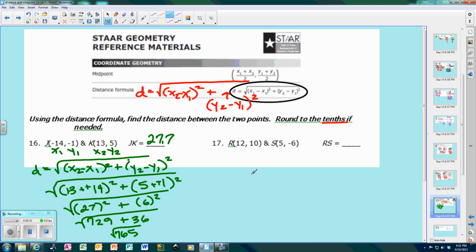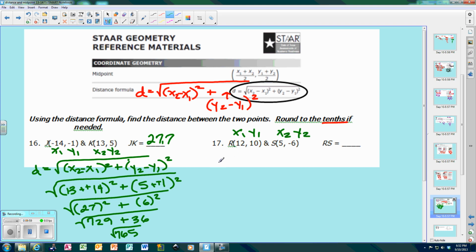All right. Number 17. This is the last one. We'll do the application pieces, the next 4 questions. We'll do those in class as review. All right, so using this formula again, I'm going to label my points x1, y1, x2, y2. So I'm just going to plug and chug.